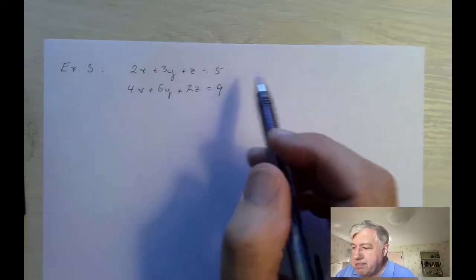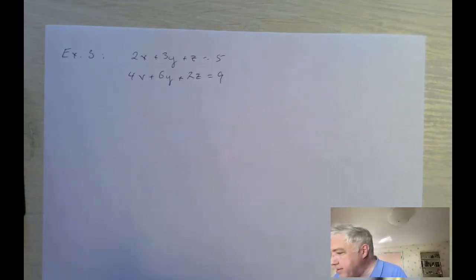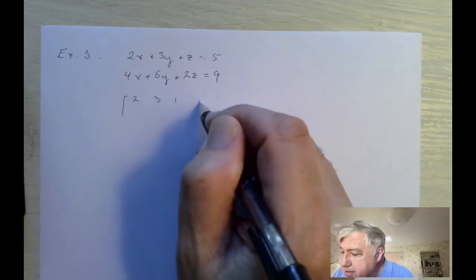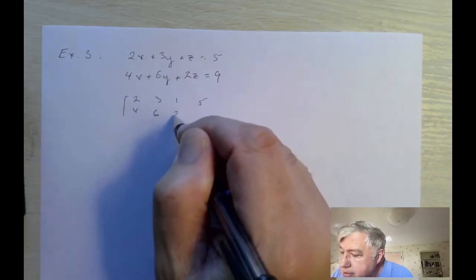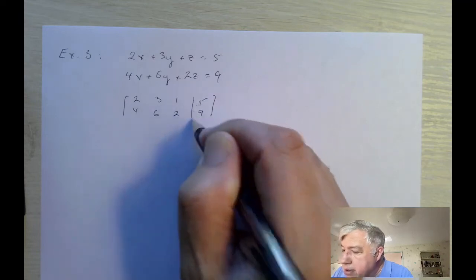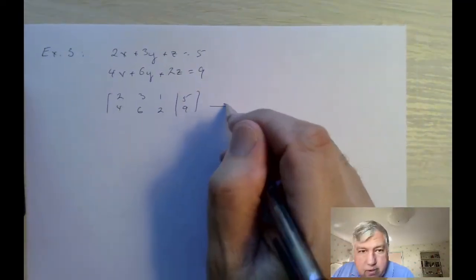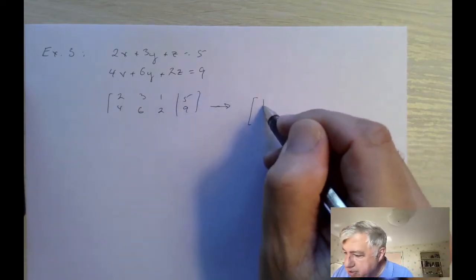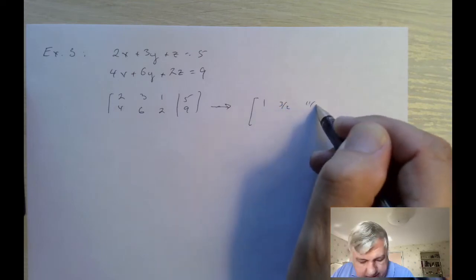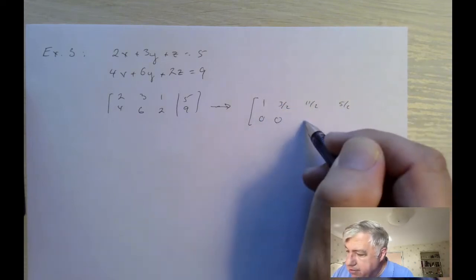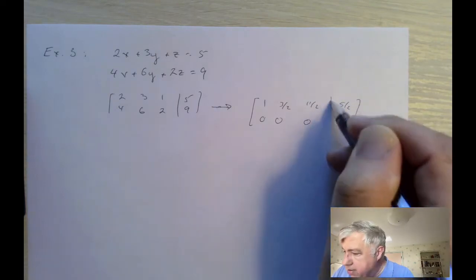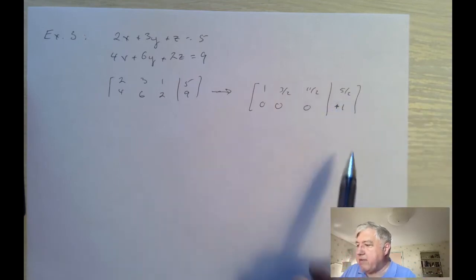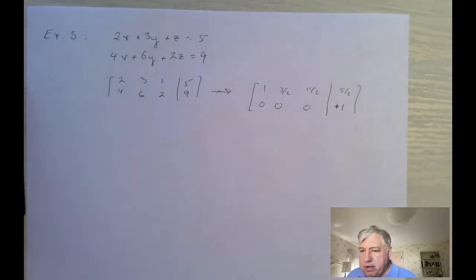But if you were to do this by this method, we'd start out with this matrix. Then you'd have to do a couple of operations, and what you get is 1, 3 halves, 11 halves, 5 halves, and then 0, 0, 0, negative 1. And actually we could make that positive 1, because once we have something here, we can multiply this bottom row by whatever constant we want.